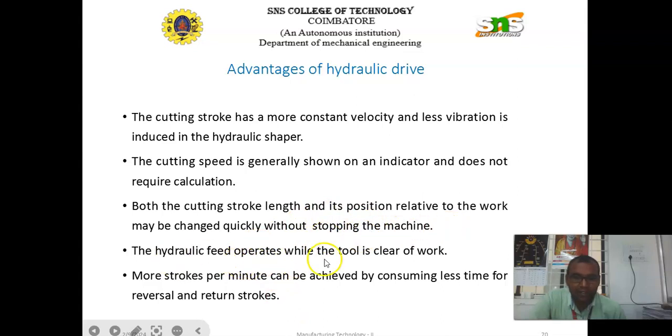The hydraulic feed operates while the tool is clear of the work. More strokes per minute can be achieved by consuming less time for reversal and return strokes.